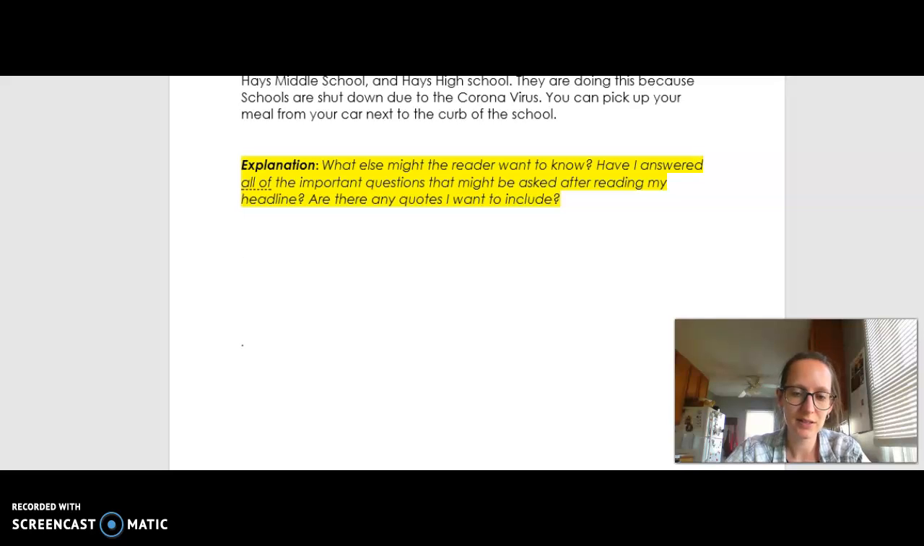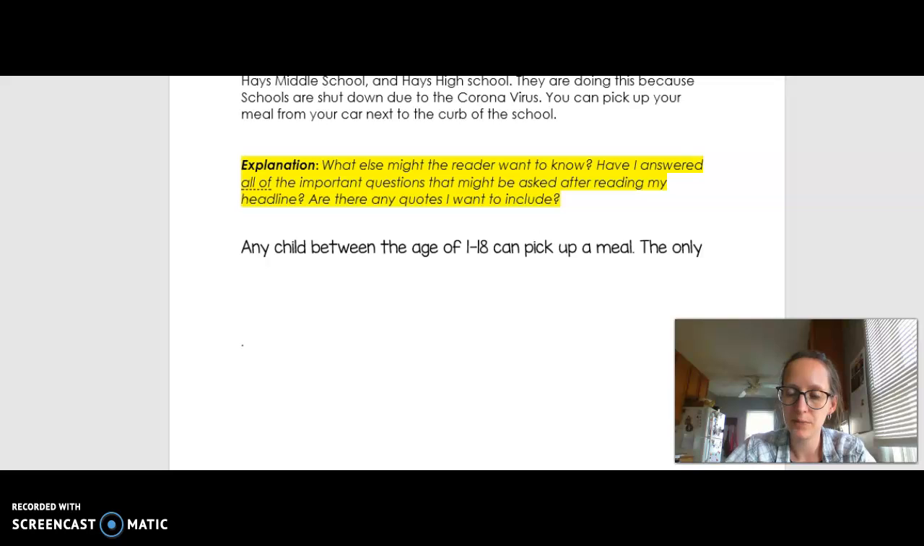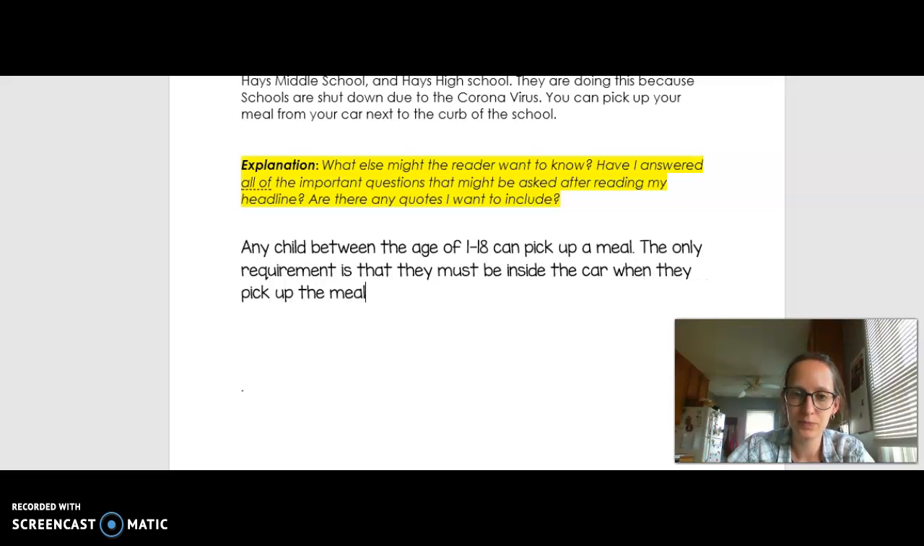So let's go ahead and add that and see if that could be our first thing we're going to add. So I can start with: any child between the age of 1 and 18 can pick up a meal. They do have to be in the vehicle, right? So if they're not in the vehicle, they can't get a meal. So the only, I'm going to call it a requirement, is that they must be inside the car when they pick up the meal. That's something that I didn't actually write before, so that's something they might also ask. Let's look at my next question.